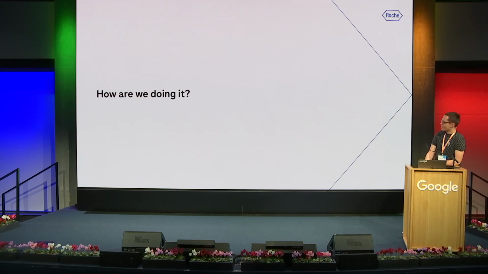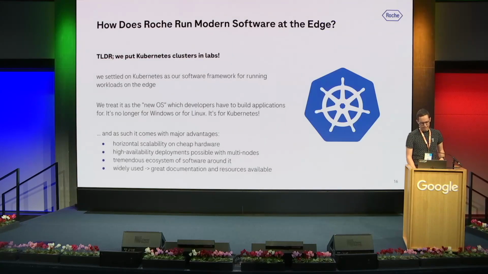All right, moving on to how we are doing it. Well, the TLDR is we put Kubernetes into labs. I guess you guessed that from the title of this talk. The reason we settled on Kubernetes is that we can almost treat it as the new style operating system, right? As developers, we no longer build applications for Windows or for Linux, but for Kubernetes. And Kubernetes has some great advantages for us: it's horizontally scalable on cheap hardware. We don't have to always bring very expensive, server grade hardware into these labs.